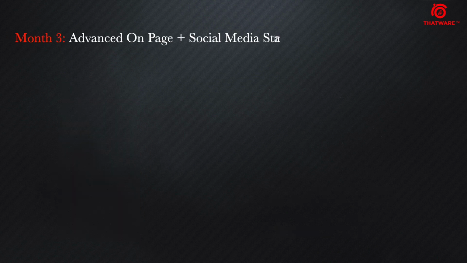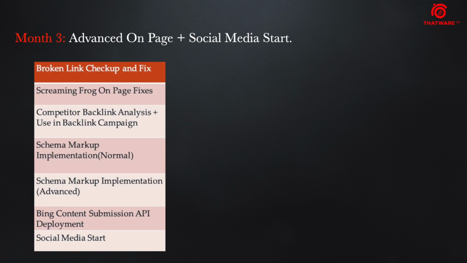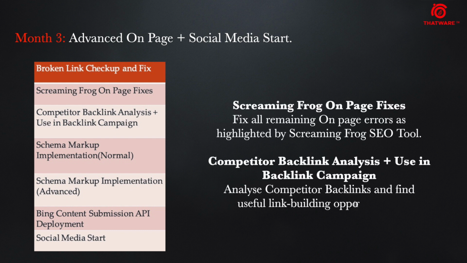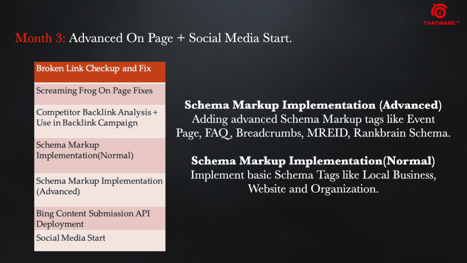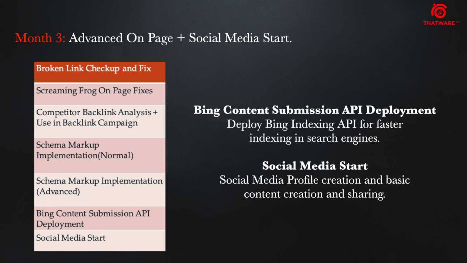In month 3, you should do the Screaming Frog fixes, the on-page fixes, because Screaming Frog does provide a lot of the on-page elements that really need to be fixed. Then you should start with the competitor backlink analysis and use that as part of your backlinking campaign. Then do schema markup, both the normal and the advanced version. You can also use the Bing API for content submission and deployment, which can help you to better index. And lastly, start with your social media work.